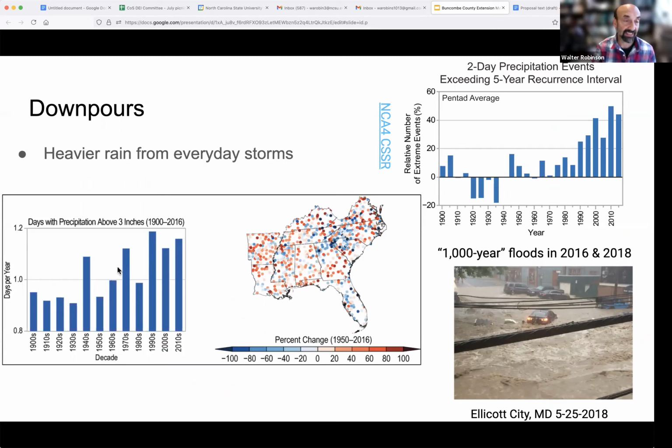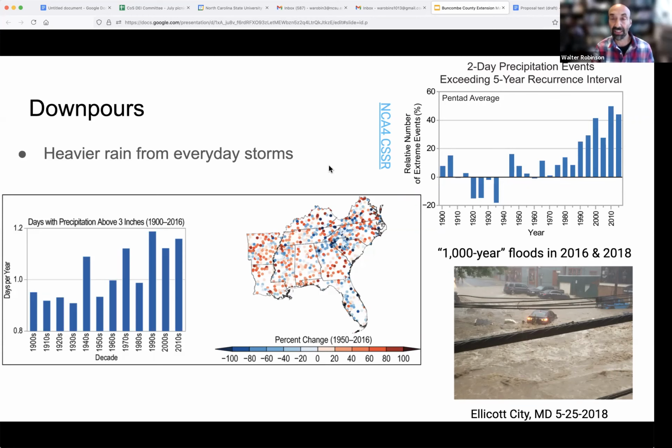These are statistics of days with precipitation above 3 inches in the Southeast United States. Decade by decade, it's very noisy. Rainfall varies hugely, but there is clearly an upward trend. And when you look station by station, some have seen a decrease because it's a very noisy record. There's a lot of variability in the atmosphere, but more stations have seen increases.